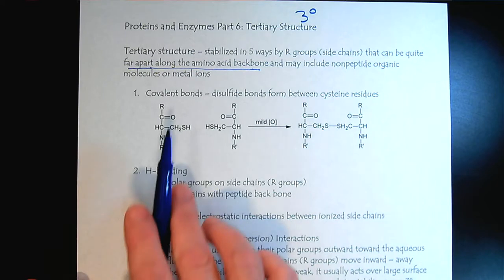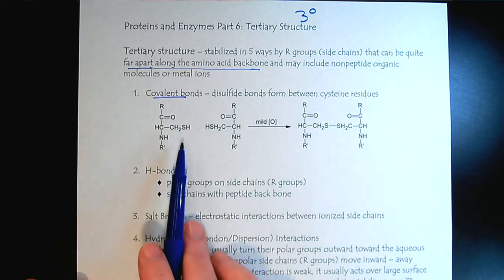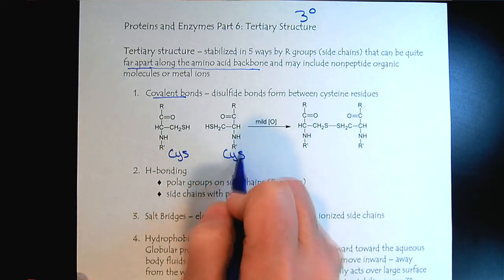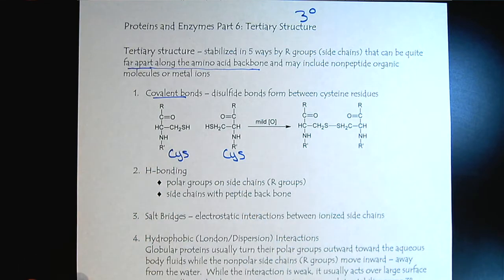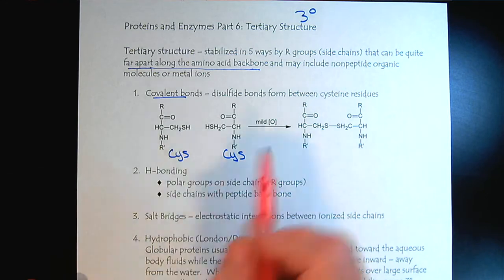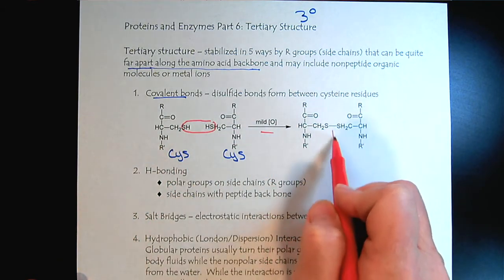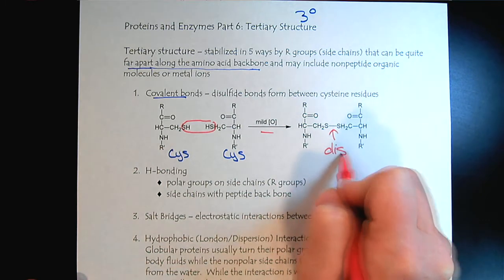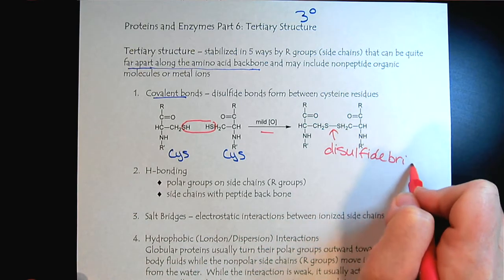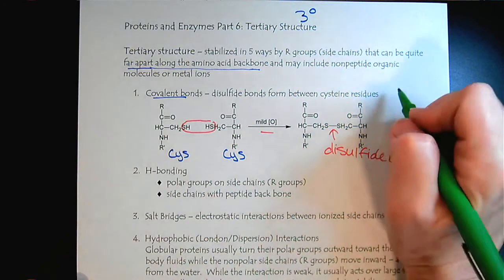Now, the first one is a covalent interaction. And it's very restricted, right? So cysteine, the amino acid with the thiol group, under mild oxidizing conditions, we can get a reaction to occur here that leads to the disulfide bridge. And so this is an actual covalent bond.